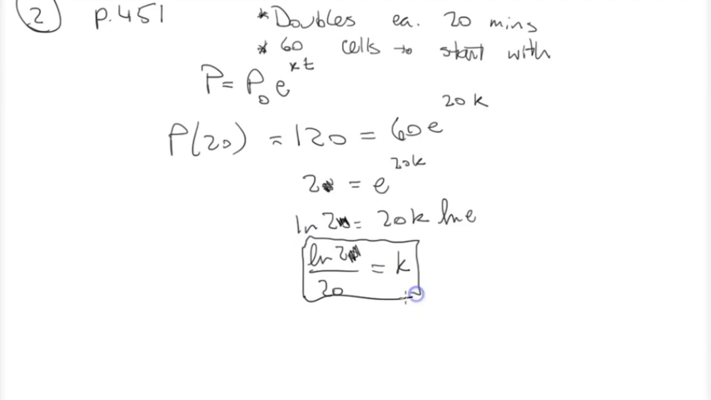And so that was the A part of this problem. Now let's go on to do the B part, which is to find an expression for the population. So we plug this k back into our general expression here. So we've got P of t is equal to the initial population, which is 60, times e to the ln of 2 over 20 times t.